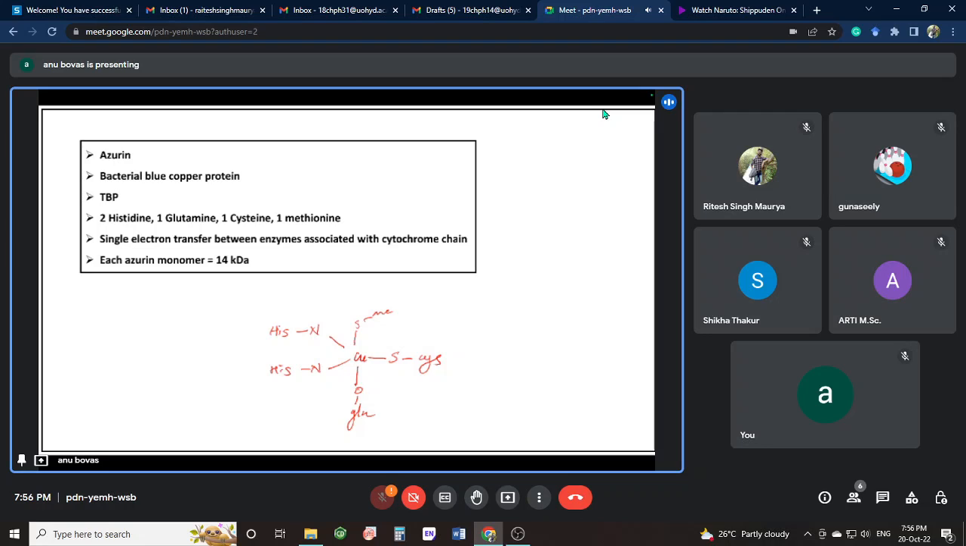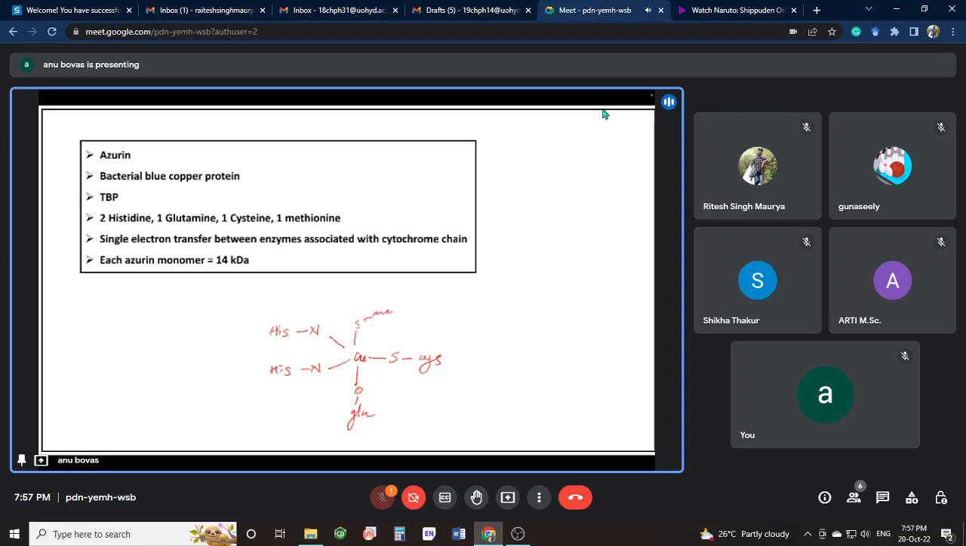This also mediates electron transfer between enzymes, and each azurin monomer is 14 kilodalton. These are the details regarding azurin. I told you about azurin because it is also a blue copper protein, so it might help you when questions come regarding azurin related to plastocyanin. They can be compared, and it can be asked what the geometries of plastocyanin and azurin are. Plastocyanin is distorted tetrahedral, whereas azurin is trigonal bipyramidal.